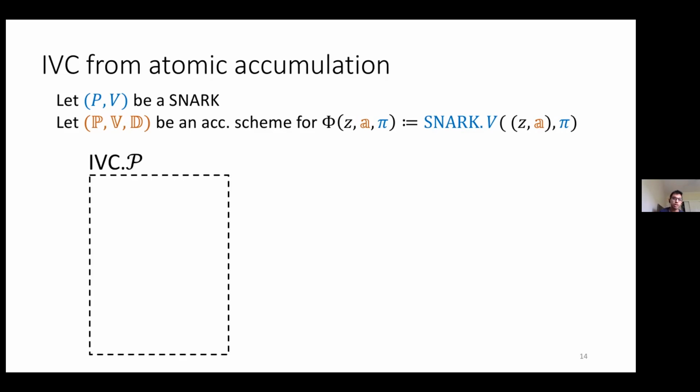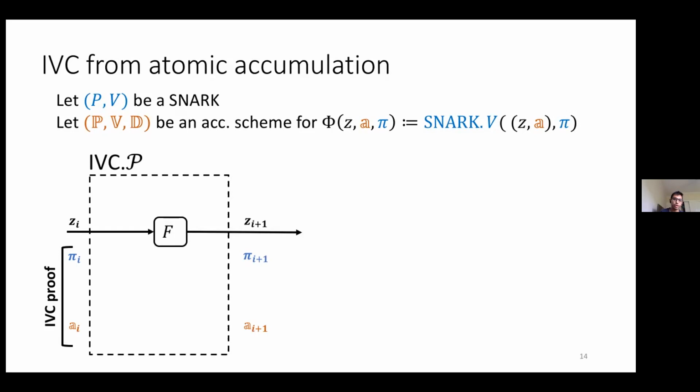Now what the IVC prover does is it takes in an IVC proof for the previous step along with the input for this step. The IVC proof consists of a SNARK proof as well as an accumulator. We want to get out the next input and the next IVC proof, and we do that as follows. We first invoke F to compute z i plus 1, and then we invoke the accumulation prover, which accumulates the old accumulator a i and the new proof pi i, and produces a new accumulator a i plus 1, the accumulation of pi i and a i.